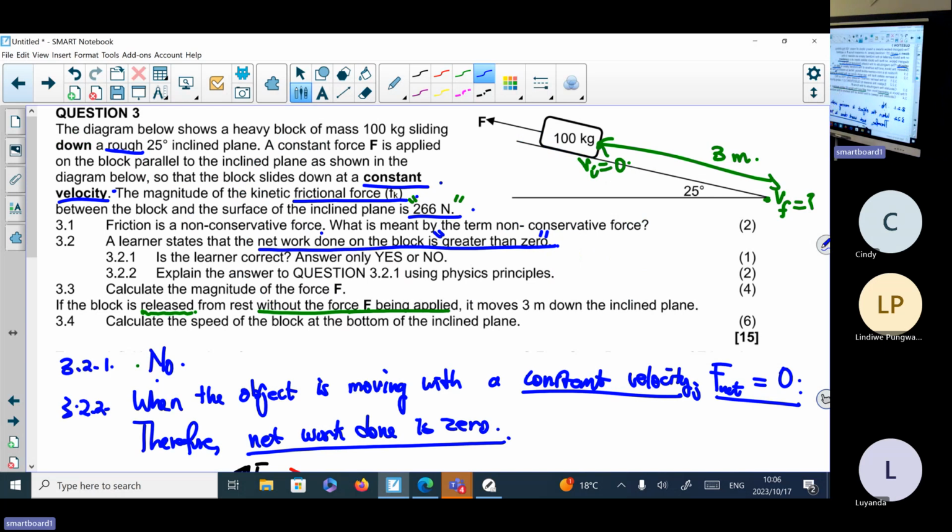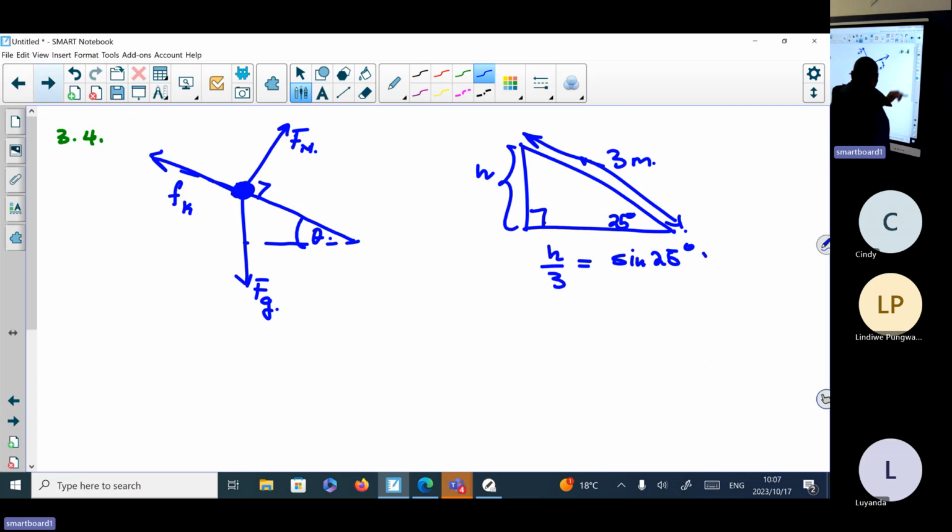Let's read again slowly. If the block is released from rest, the initial velocity is 0, because from rest means that it wasn't moving, it was stationary. Without the force F being applied, it moves 3 meters down the inclined plane. Calculate the speed of the block at the bottom of the inclined plane. That is precisely what you're going to be doing. So what do we do here?